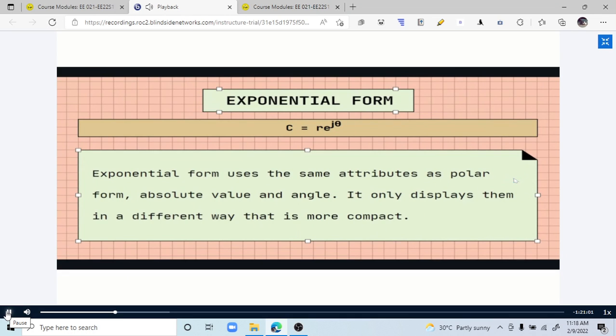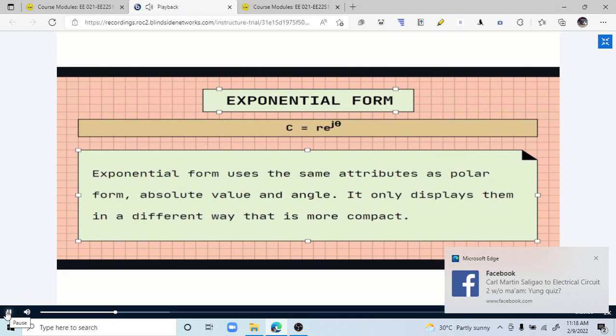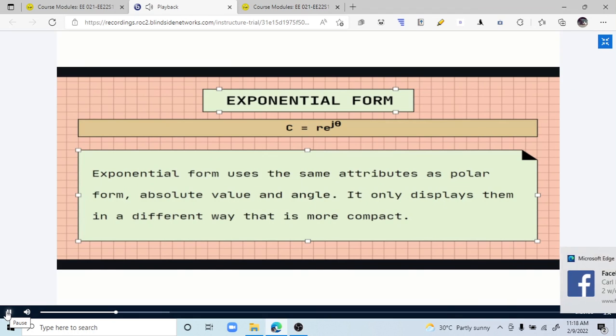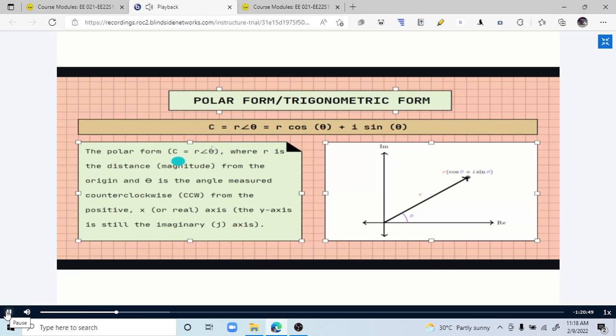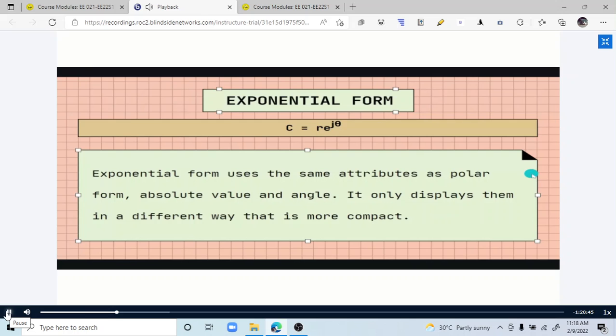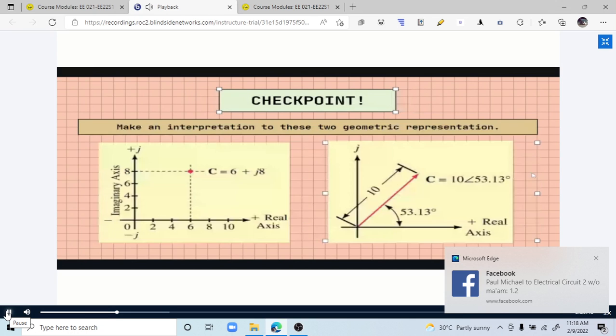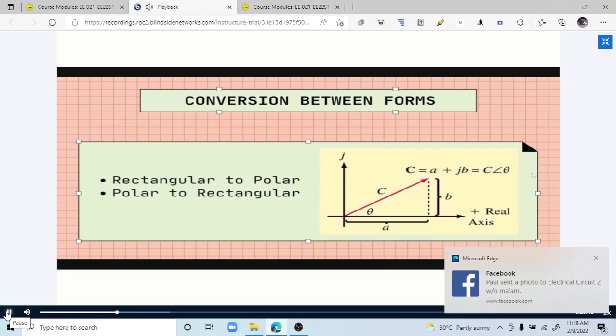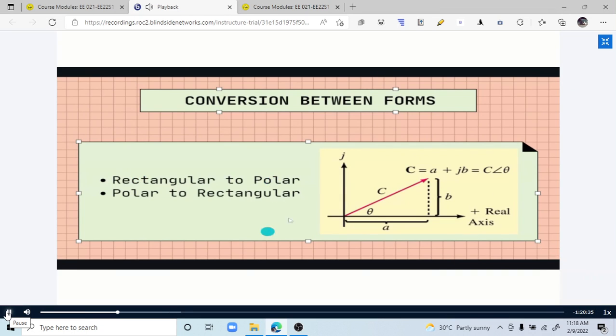Next, we have the exponential form, but I will no longer discuss what an exponential form is because that would be covered in your EEM 001. We will just be covering how we can convert polar form to rectangular form and rectangular form to polar form, because that is very necessary later on. So this is now the conversions between forms. We are going to convert rectangular to polar and vice versa.